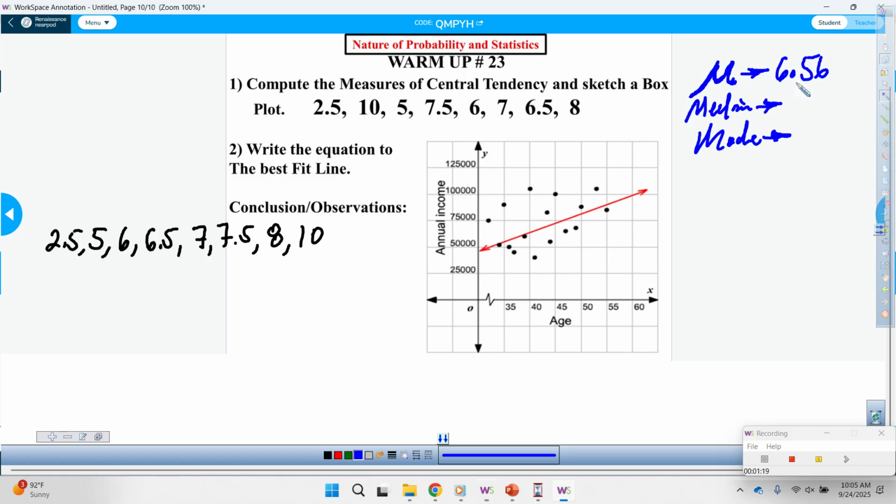Okay, be nice. Wow. Woo-wee. Hands up if you got 6.56. All right, I see a disturbance in the force. Let's double check.